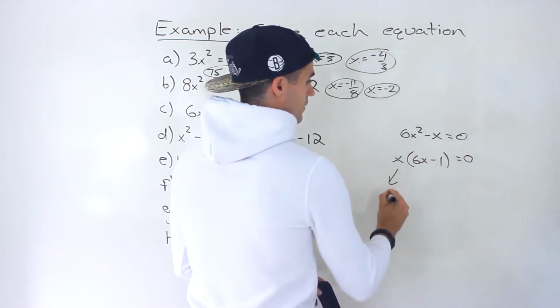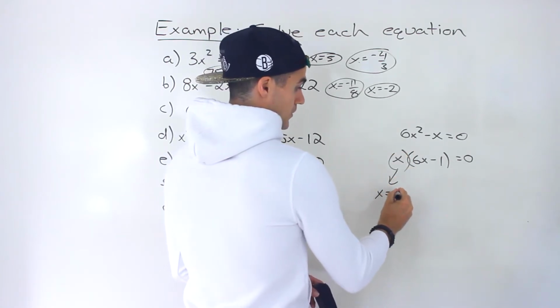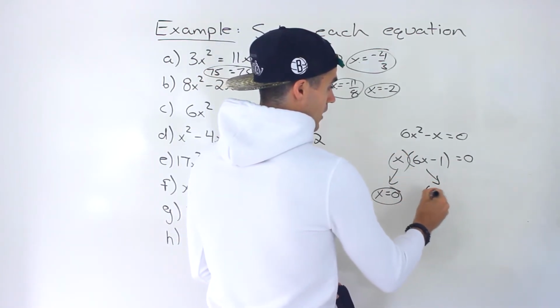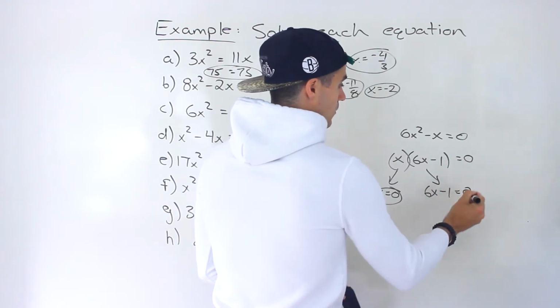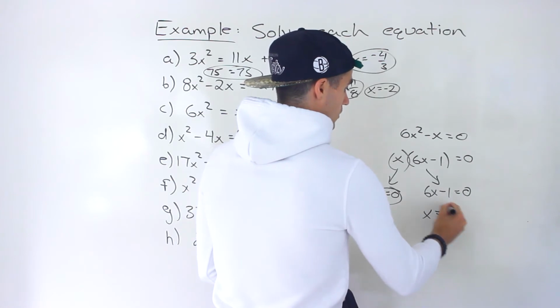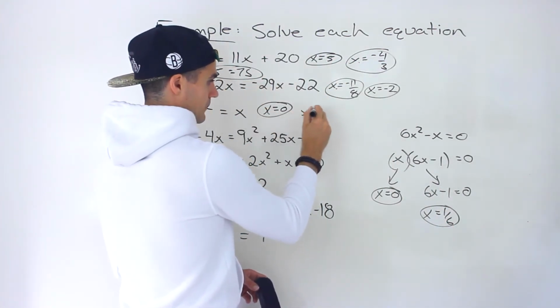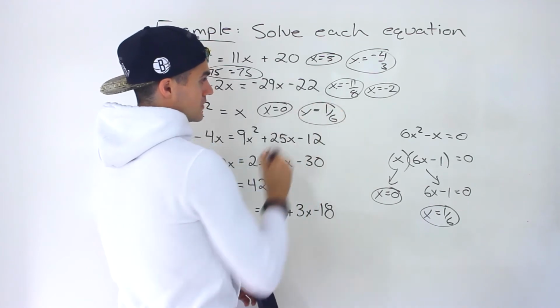And so when is this bracket going to be 0? Well, basically when just x is 0. When is this bracket going to be 0? We bring the 1 over, divide both sides by 6. Basically when x is 1 over 6, like that. So x is 0, x is 1 over 6.